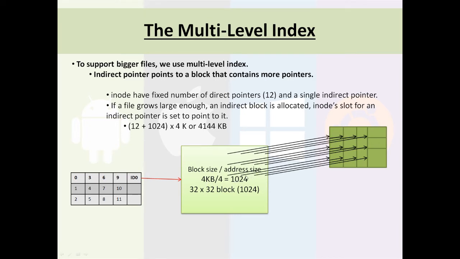And now this block is basically made up of 32 by 32 entries, which is the square root of 1024. So we have a 32 by 32 block, where each value in this block is now pointing to other data blocks. So we just simply add them together and times by 4, because that is the size of a single block.